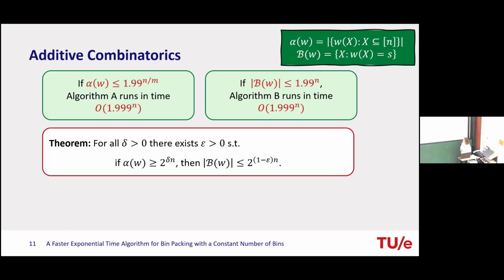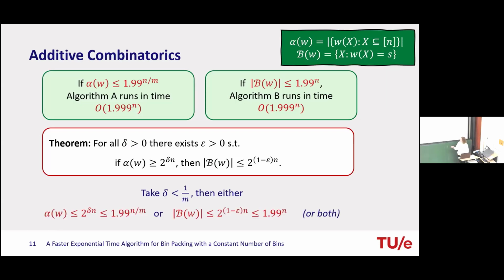And we do this by a theorem, which is that for all delta greater than 0, there is an epsilon greater than 0, such that if alpha of W is greater than 2 to the delta n, then B of W is at most smaller than 2 to the n. And this indeed gives us what we want, because if we take delta equal to 1 over m, so here you see where the dependence on the machines comes in. Because we take delta 1 over m, so then either alpha of W is small enough for algorithm A to work, and if it's not, then we can use the theorem that tells us that indeed the other side is fast enough. So how to prove this?